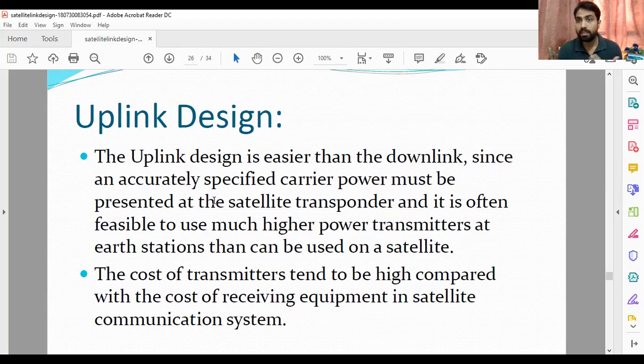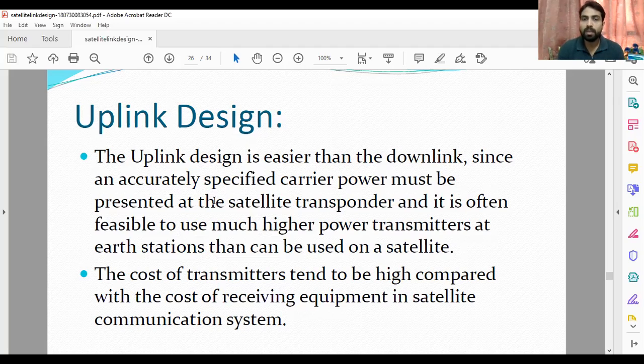Talking of uplink design, designing the uplink becomes easier. It's much easier than the downlink design because an accurately specified carrier power must be presented at the satellite transponder. We know that when we are sending something towards the satellite, we know exactly the distance of the satellite, and we know the atmospheric situations, so calculation of accurate power is possible. But here we are calculating it manually, while at the satellite it's somewhat automatic, the machines are doing this. When machines are doing it, it becomes a bit more complicated.